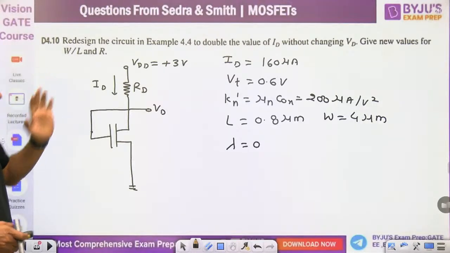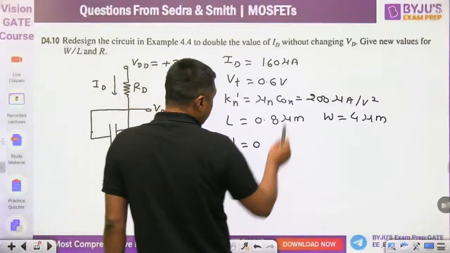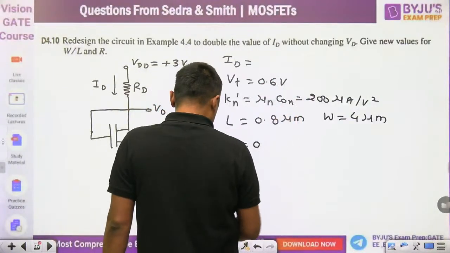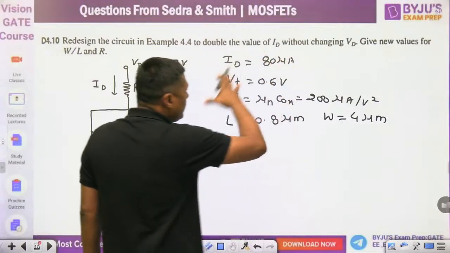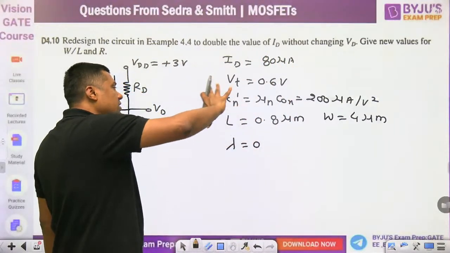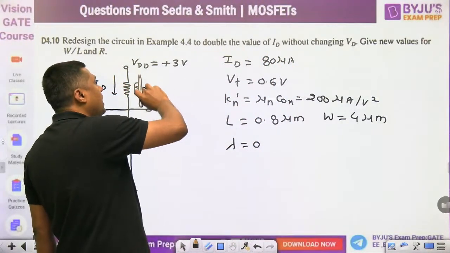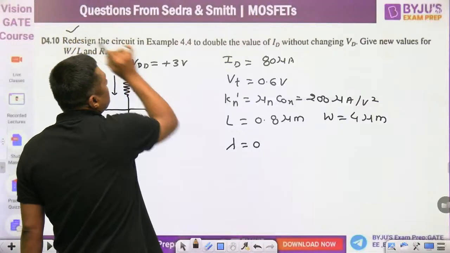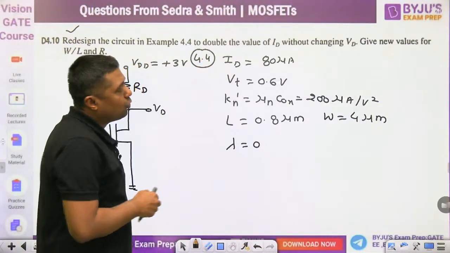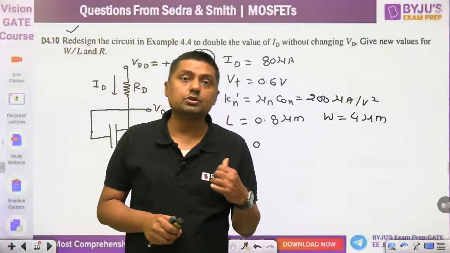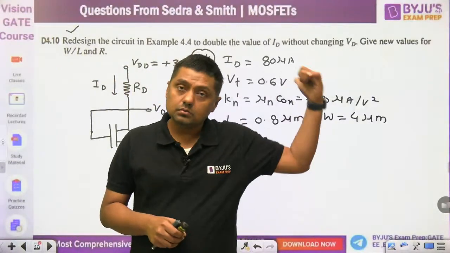So in the previous question, first of all, ID is given as 80 microampere. Everything is given. For this, you have to find the value of VD and RD, then we can solve this question. This is example number 4.4. So we will solve this question and then that one.